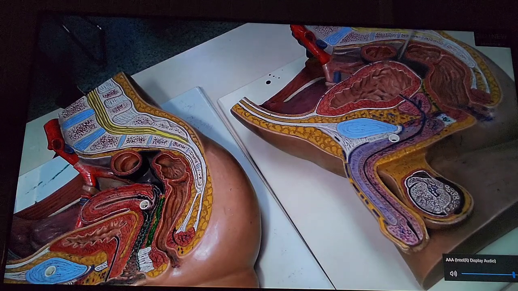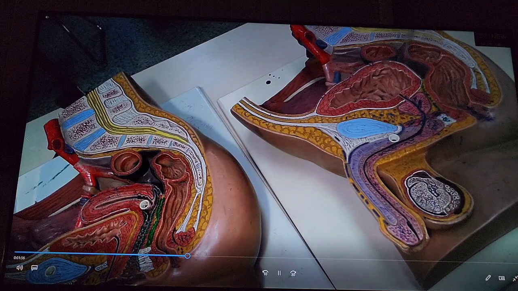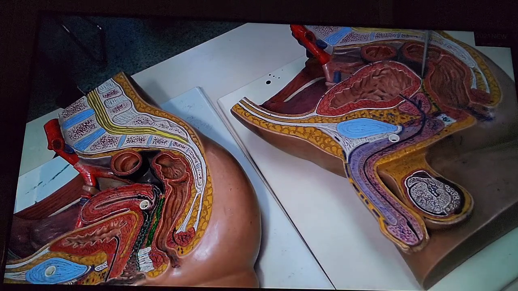Usually here we can see the peritoneal area between the rectum and the urinary bladder is called the rectovesical pouch. This pouch usually contains a loop of small intestine or sometimes sigmoid colon.